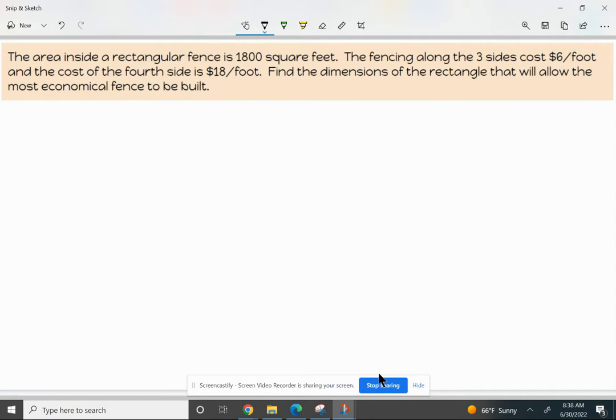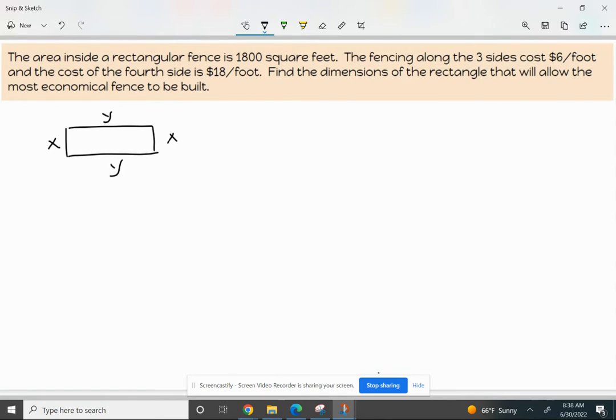Okay, so the first thing I would always do when I do a max min problem is to draw a picture of the shape. So I'm going to draw a rectangle and label the length and the width. I'm just going to let x be one side and y be the other. It doesn't really matter which is length and which is width right now.